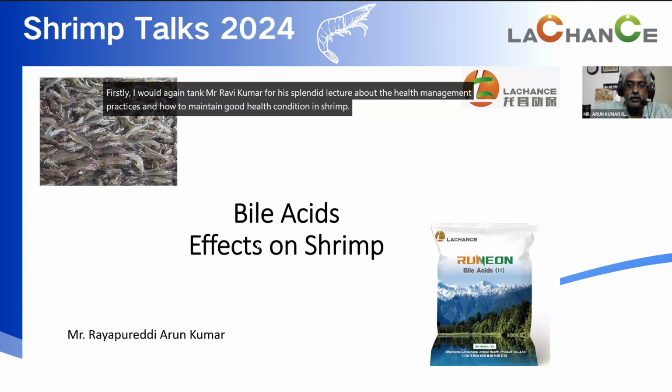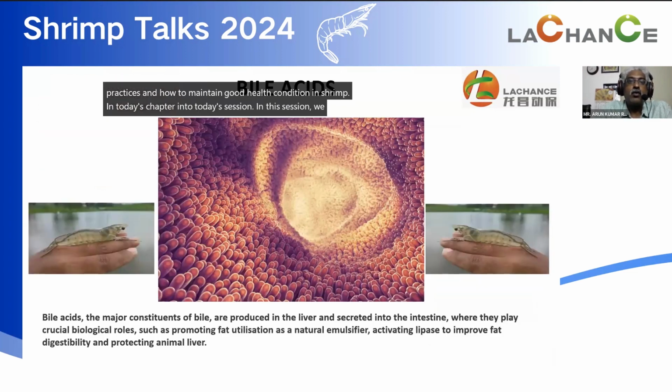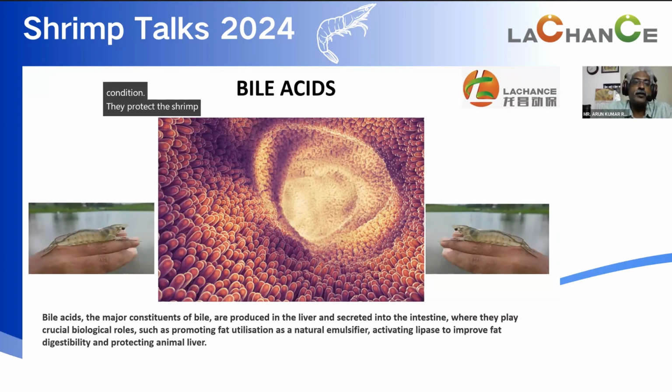In today's session, we would first see what bile acids are. Bile acids are the major constituents of bile, which are produced in the liver, and these are helpful for lipid and fat emulsification and fat utilization in shrimp. They protect the liver health of the animal.